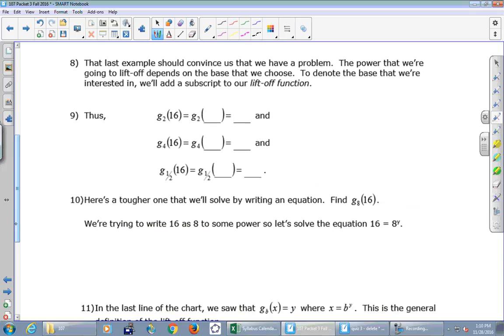Okay, so I think we can now fill in the blanks here. We've sort of done a bunch of this already. So g base 2 of 16 means g base 2 of, how do I write 16 now? It's 2 to the 4. And then g is the liftoff function, so the answer is 4. That's good. Or we could come down here and say g base 4 of 16 means 4 squared. And then g is the liftoff function, and we get 2.